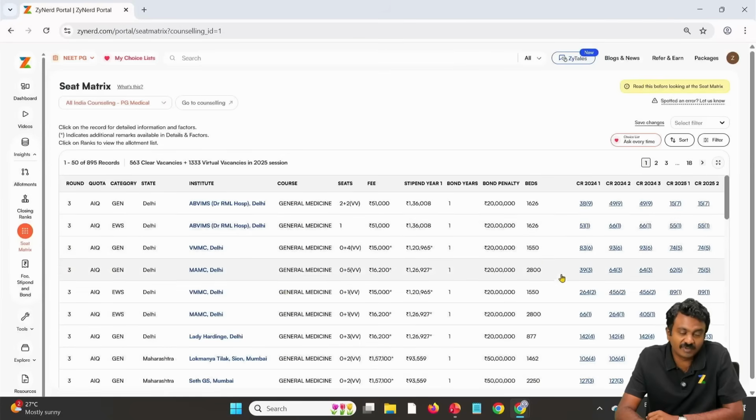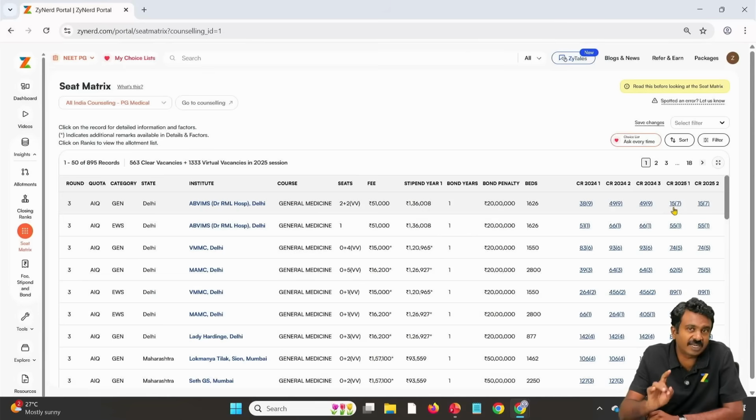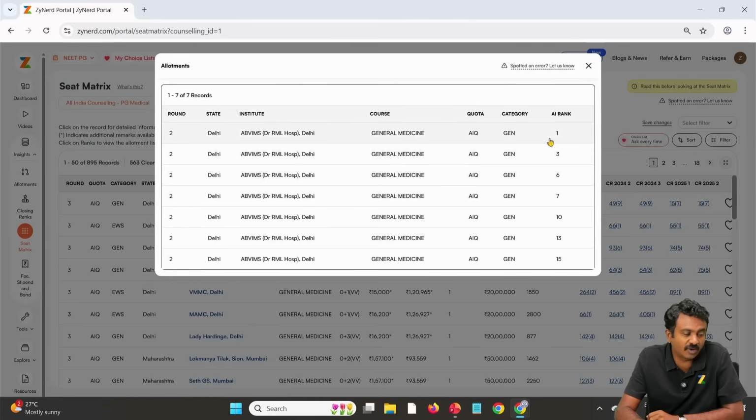Now I have got this information. This is clear information which is sorted as per the closing ranks of 2025 round 2. So what are the closing ranks of 2025 round 2? For ABVAMS, General Medicine, Gen category AEQ seat, there were 7 seats available in 2025, and in round 1 they closed at rank 15. Within rank 15, 7 candidates took up those seats. Similarly, it closed in 2025 round 2 in rank 15. If I want to see who were allotted, you will see that rank 1, 3, 6, 7, 10, 13, 15, the 7 seats that were allotted.